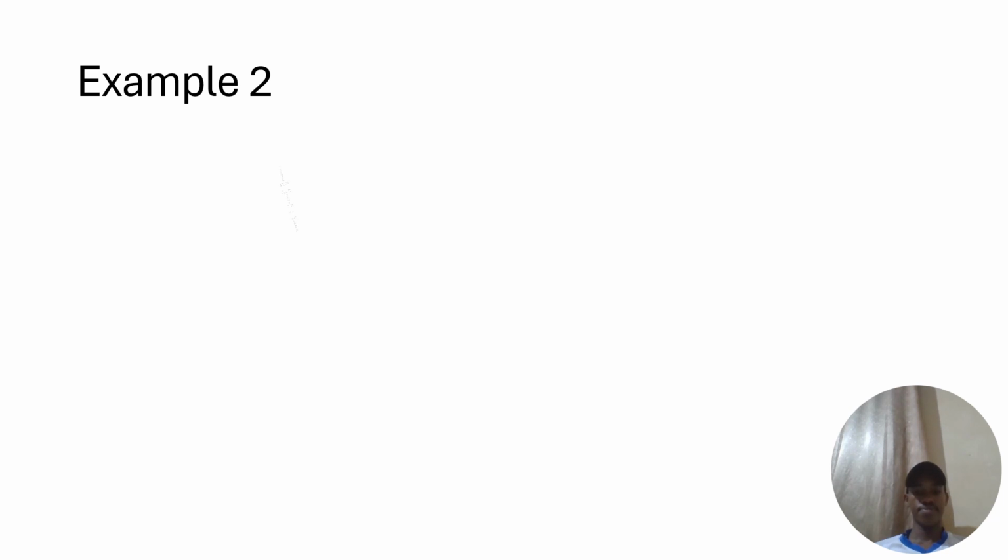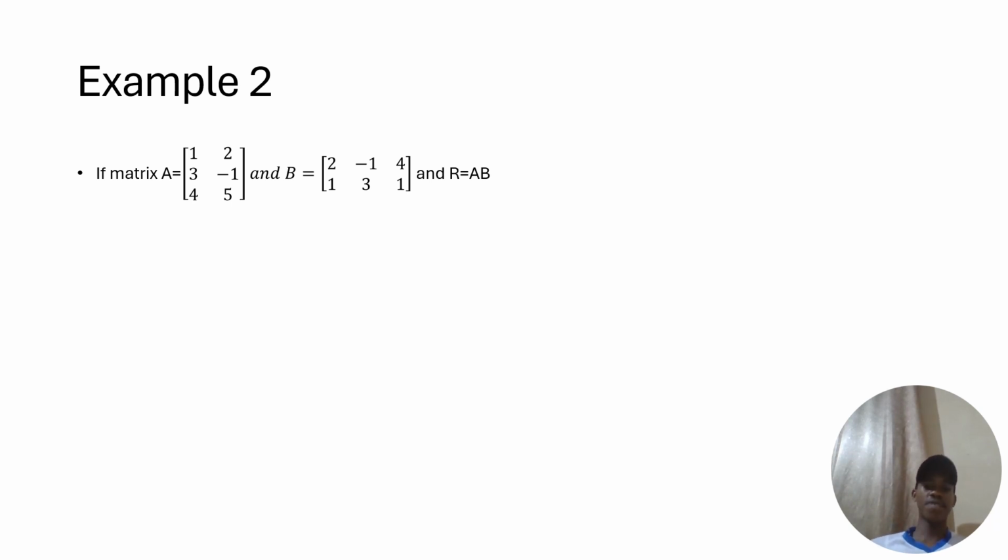Example 2. Here you're given something like this: matrix A is equal to this, and B is equal to this, and R is AB. What comes into your mind? I'm sure the ones who have been following can know what comes next. After seeing something like this, what comes into your mind is multiplication of matrices.